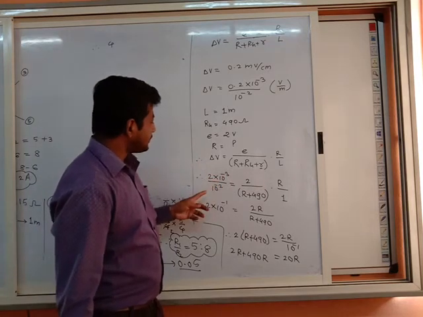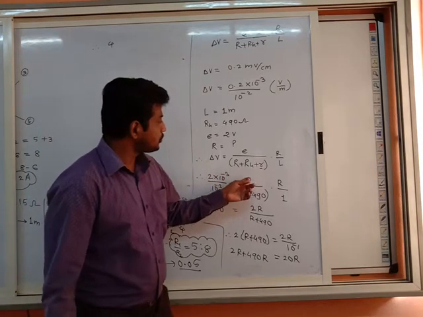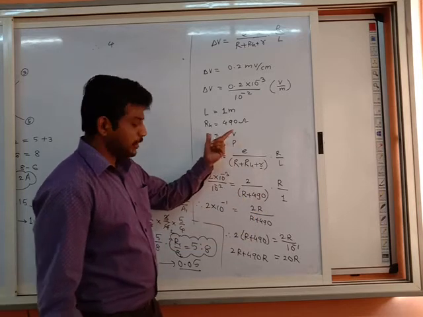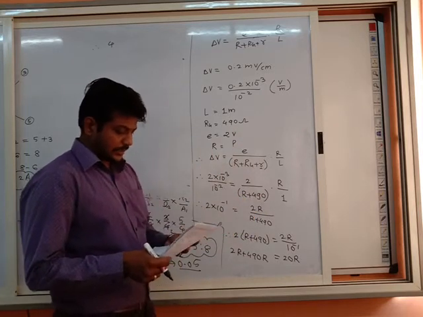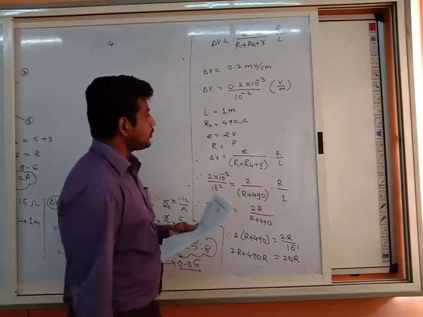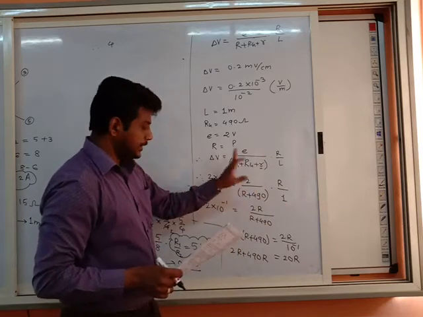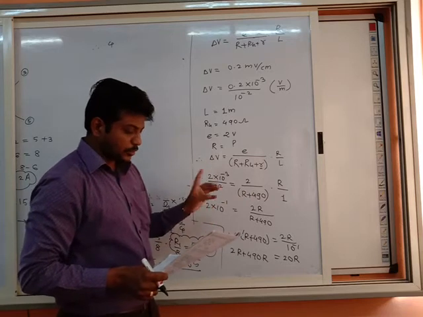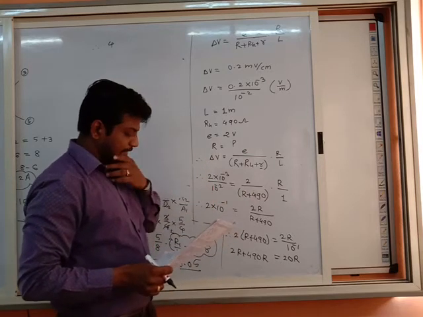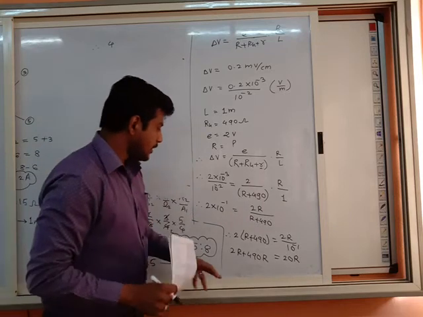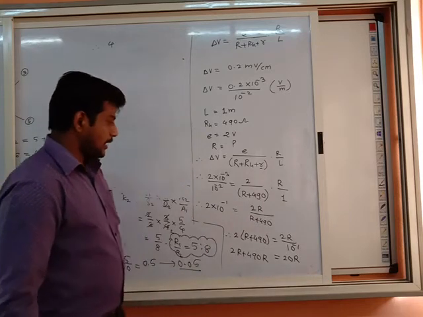2 into 10 raised to minus 3 upon 10 raised to minus 2 is equal to 2 upon r plus 490. Is it 490? Yes, it is said to be 490 into r by l. Length is said to be 1, that we have kept here. Internal resistance is said to be 0. 0.2, 10 raised to minus 3, 2 upon r plus 490. Correct it is.